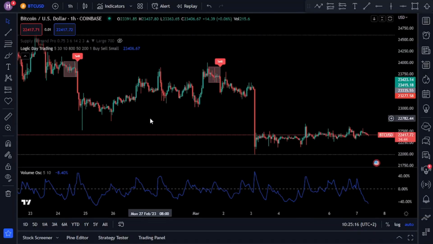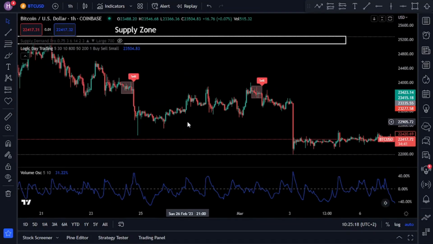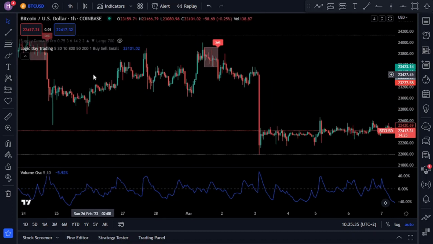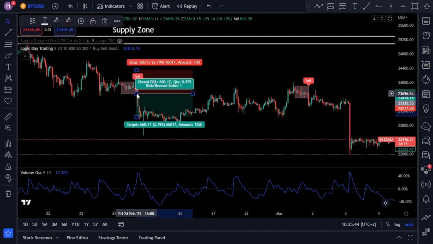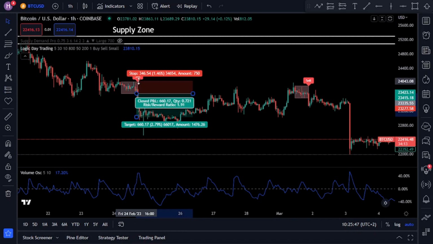However, we are further going to improve our win rate by adding another indicator to our chart. The indicator is called the Logic Day Trading Indicator, and it is included for free with the Supply Demand Trio package. The Trio package gives you access to some of our most popular indicators and gets you trading profitably right away. The Logic Day Trading Indicator is completely based on price action and is ideal to be used in a smart money concept trading strategy.